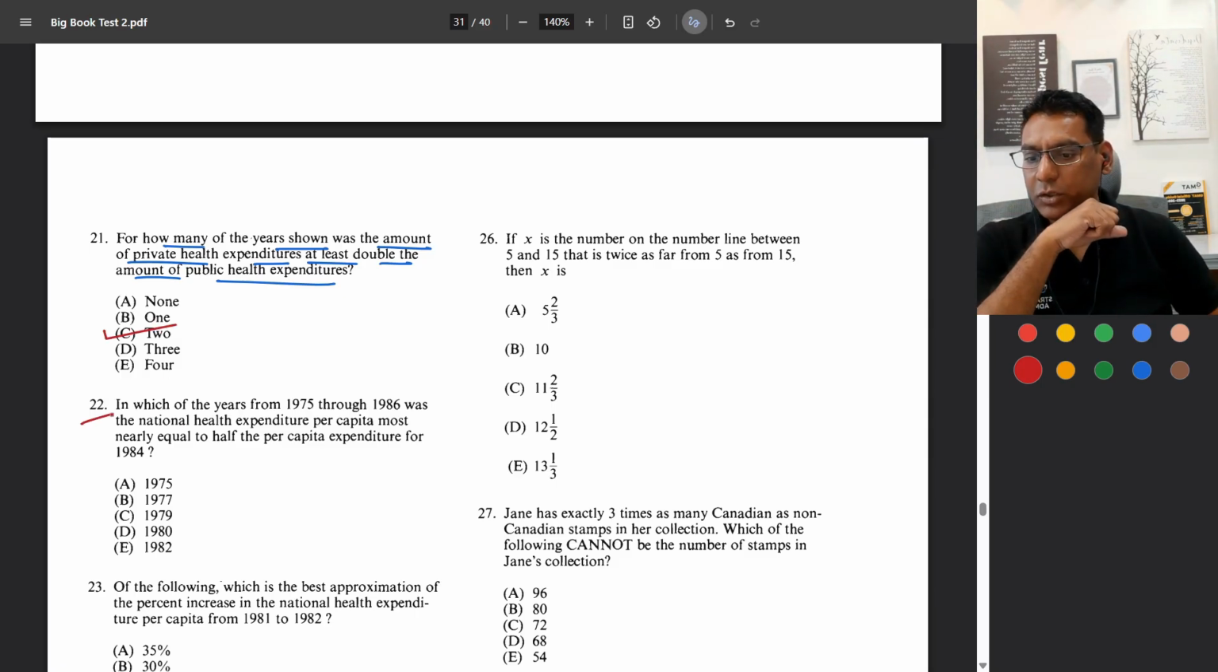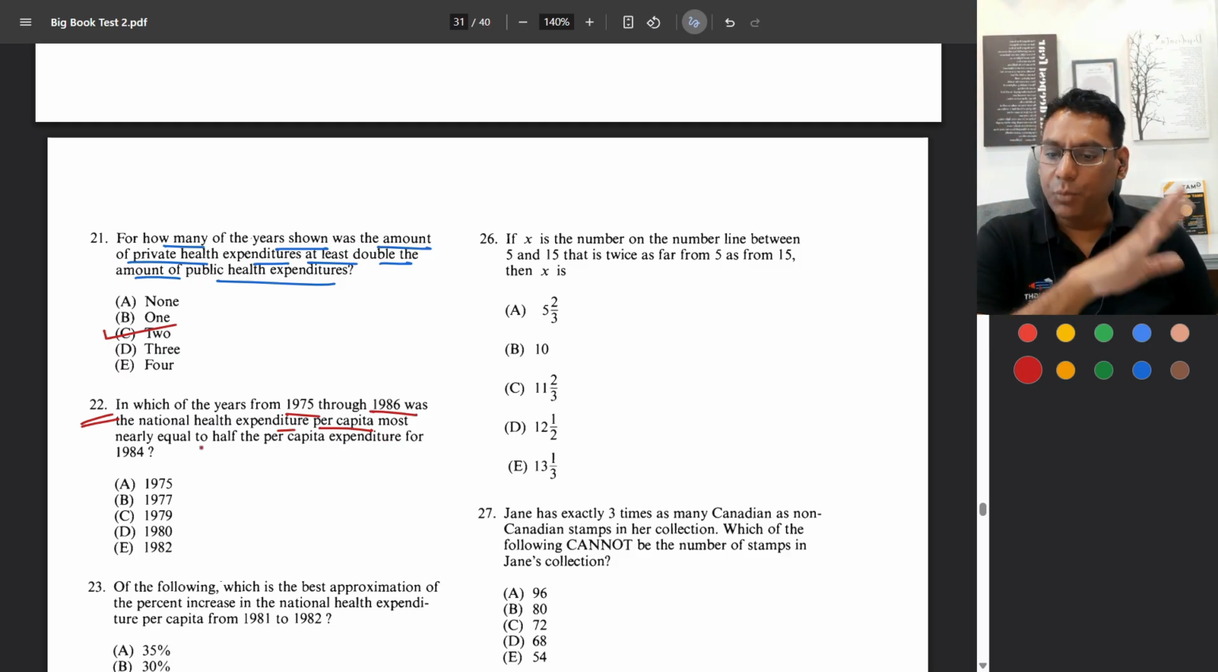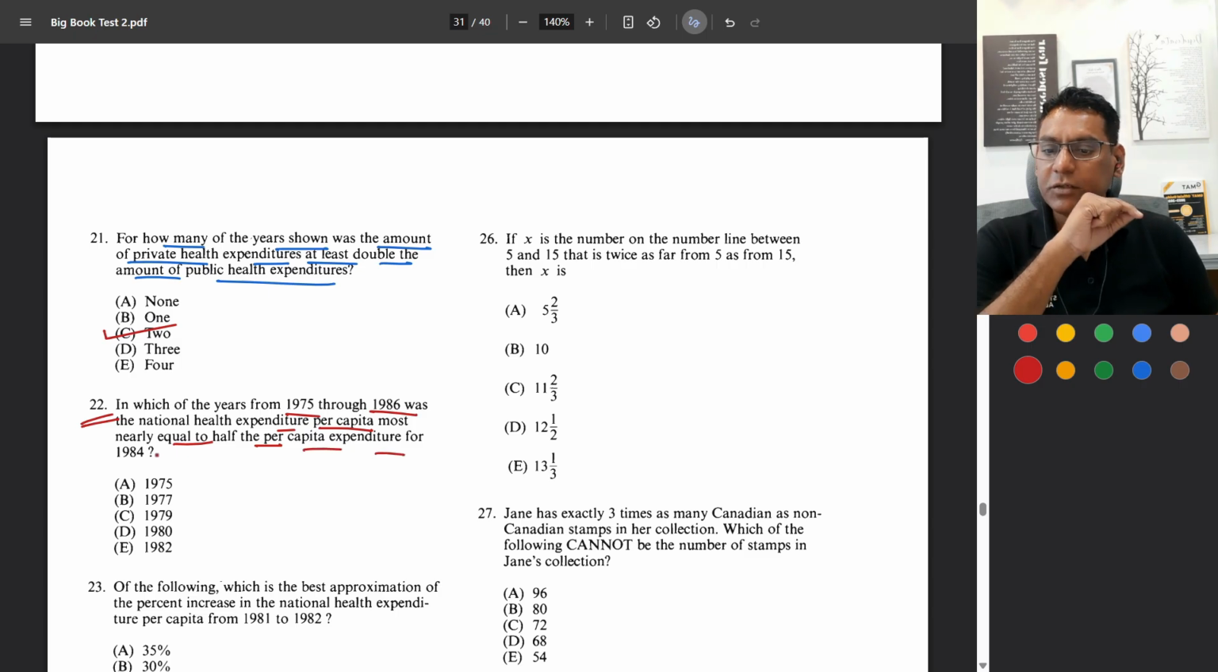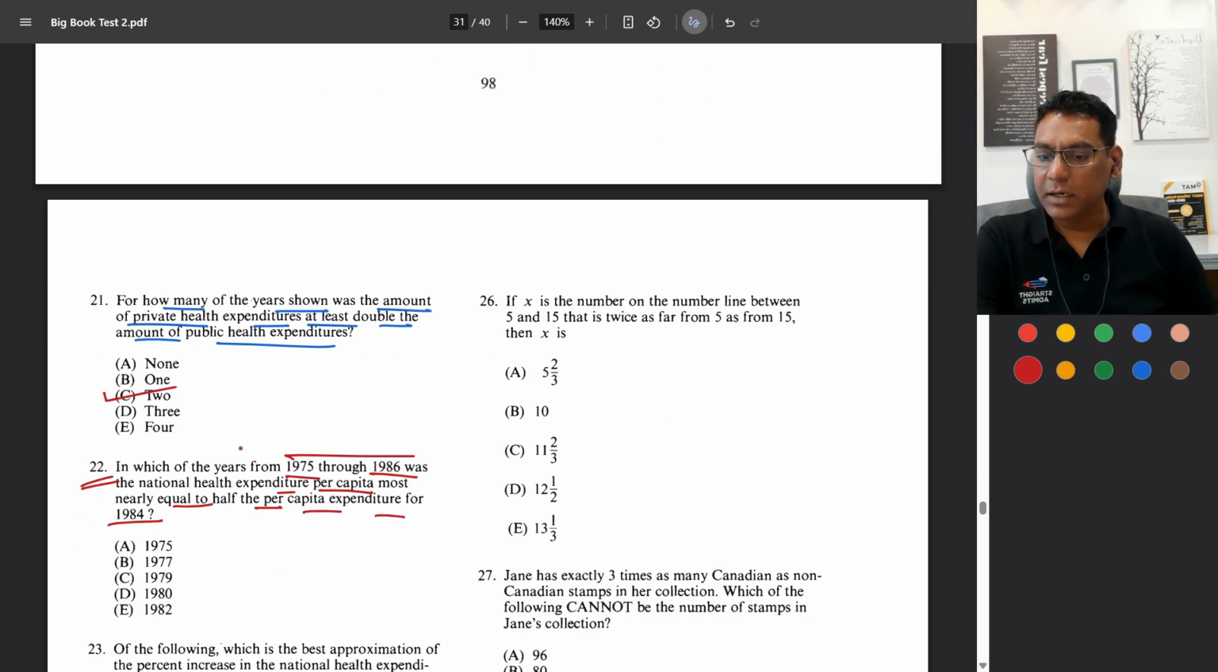Let's look at question 22. In which of the years from 75 to 86 was the national health expenditure per capita, now I'm talking about the second graph, most nearly equal to half the per capita expenditure for 1984? So I'll have to find out half of 1984 per capita, and then I'll have to find out the year that was closest.